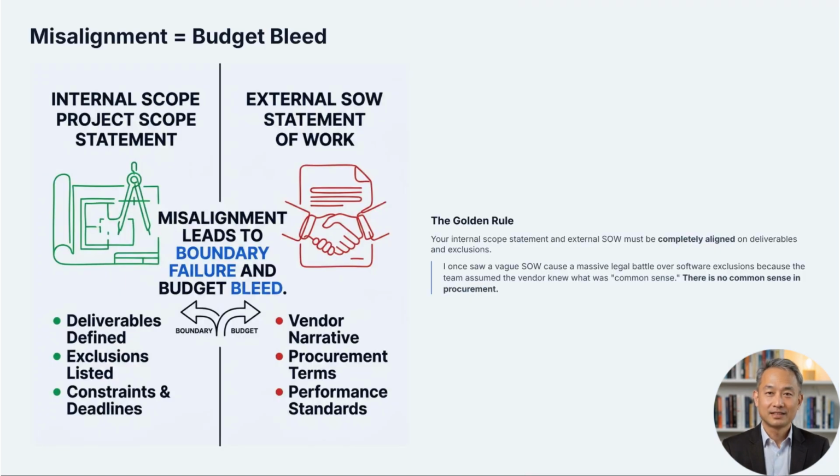When acquiring outside services, you must ensure that your budget is perfectly compatible with the precisely defined SOW. If the internal project scope statement and the external SOW are not completely aligned on deliverables and exclusions, your project boundaries will fail. If your internal boundaries don't match your external contracts, your budget bleeds. I once saw a vague SOW cause a massive legal battle over software exclusions because the team assumed the vendor knew what was common sense. There is no common sense in procurement.